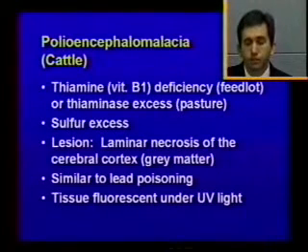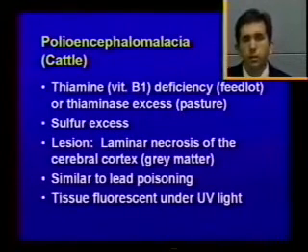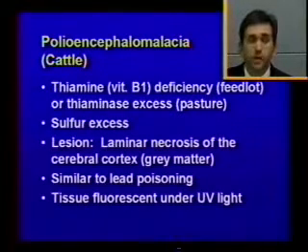In cattle that are on pasture, another mechanism of thiamine deficiency has been found, and that is the ingestion of plants that produce an enzyme known as a thiaminase. A thiaminase would break down thiamine in the rumen, and that would reduce the amount of thiamine that was available for maintenance of the brain. And so that would be a second mechanism of polioencephalomalacia in cattle.